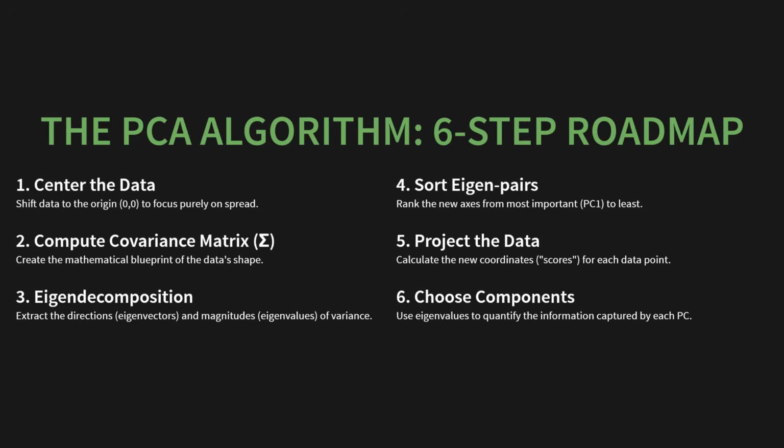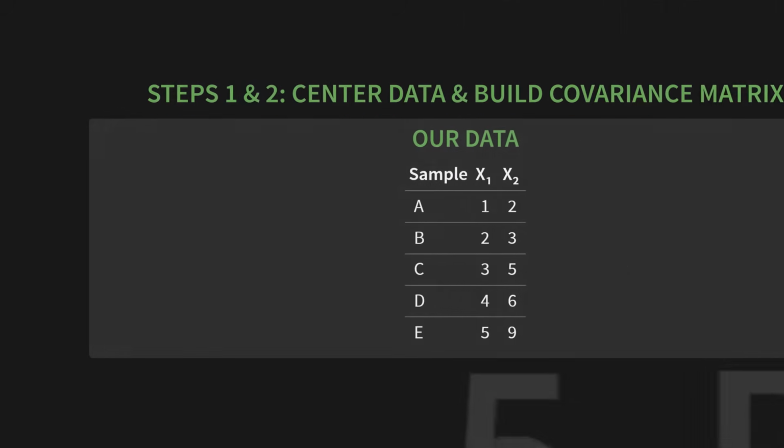Here's our roadmap for the PCA algorithm. First, we'll center the data. This shifts everything to the origin to focus purely on its spread. Second, we compute the covariance matrix. This is the mathematical blueprint of our data's shape. Third, eigendecomposition. This is where we extract the directions and their importance. Fourth, we sort the eigenpairs, ranking our new axes from most important to least. Fifth, we project the data to calculate the new coordinates for each point. And finally, step 6, we choose components, using those eigenvalues to quantify exactly how much information we've captured.